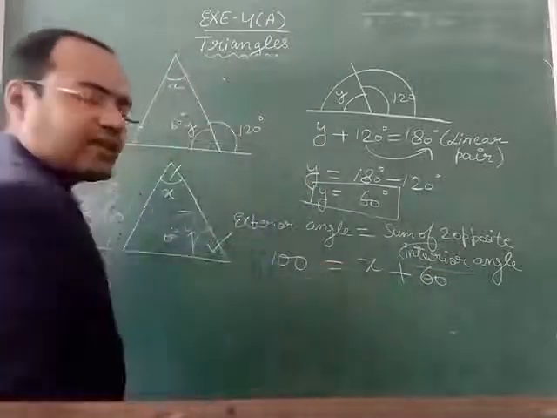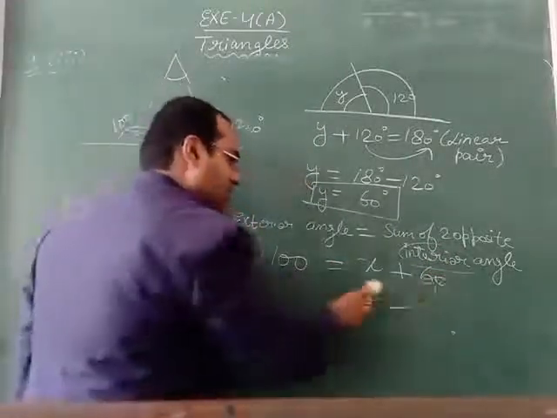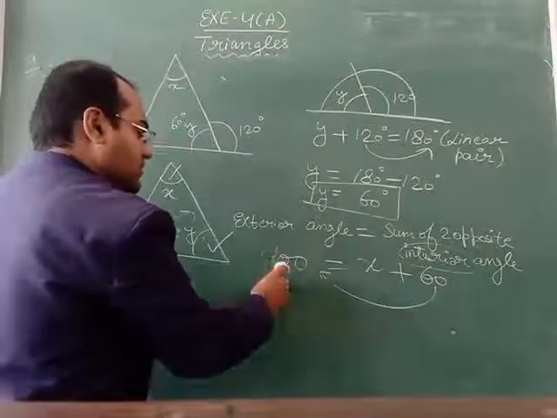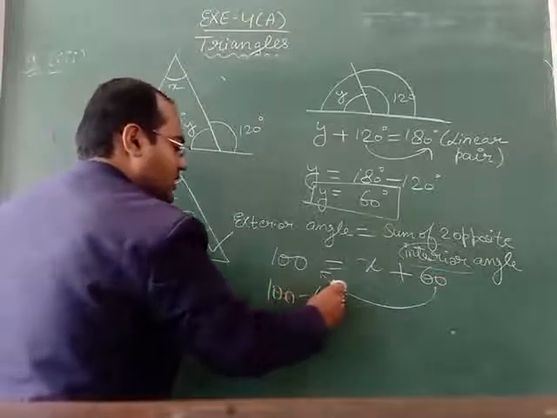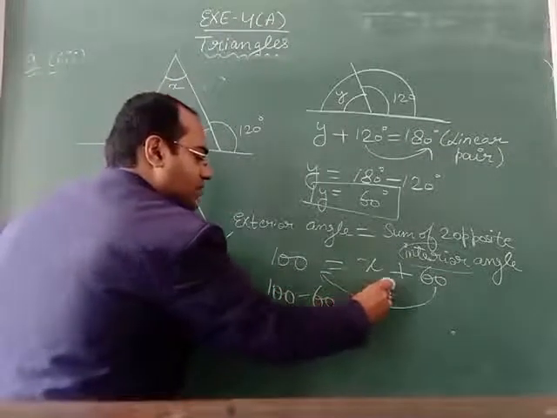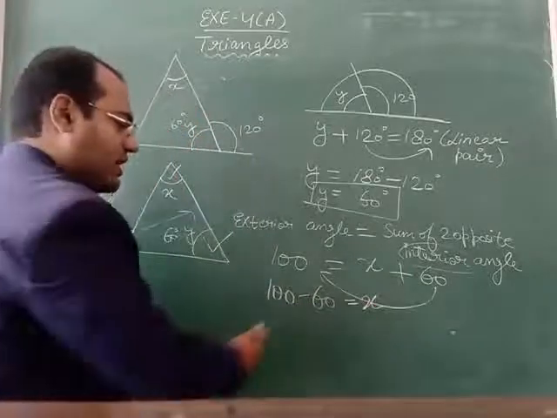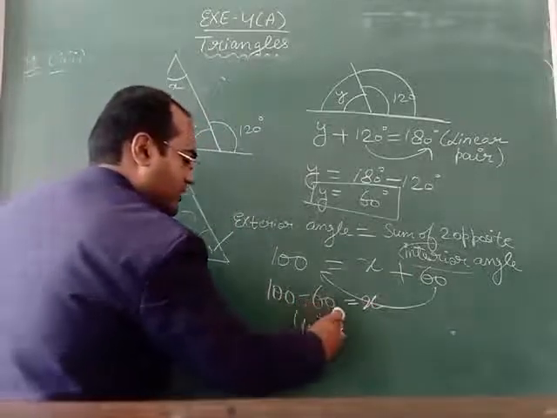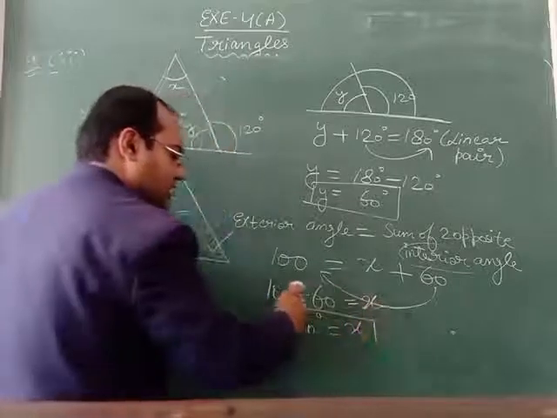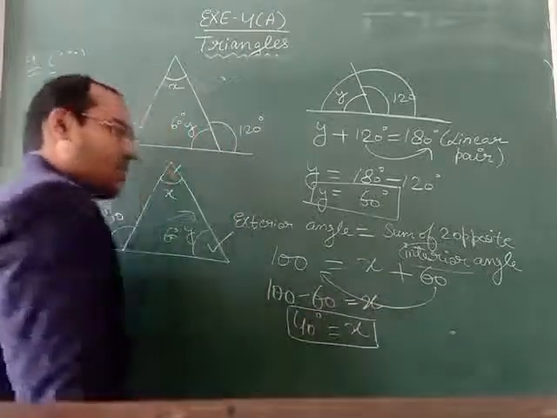Now in order to find x, this plus 60 will come to the left hand side, so plus 60 will become minus 60. So 100 minus 60 equal to x. On subtracting them we will get 40 degree is equal to x. So this is your answer of part number 3.